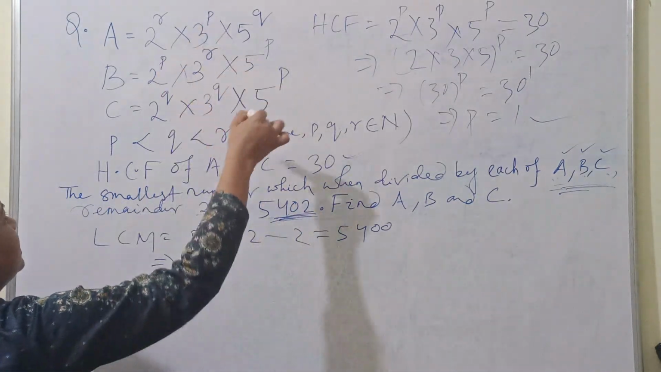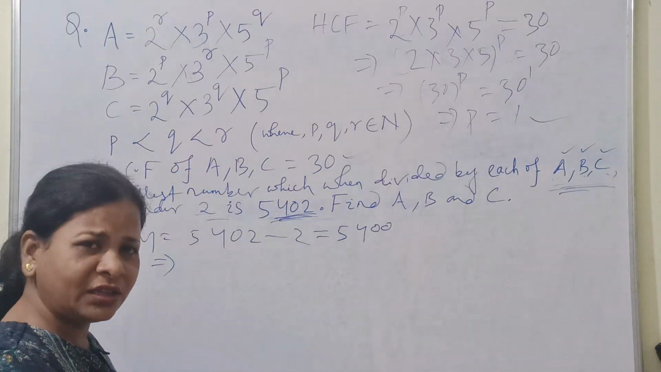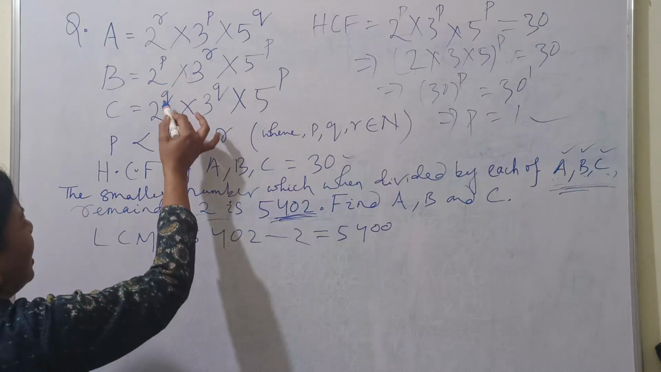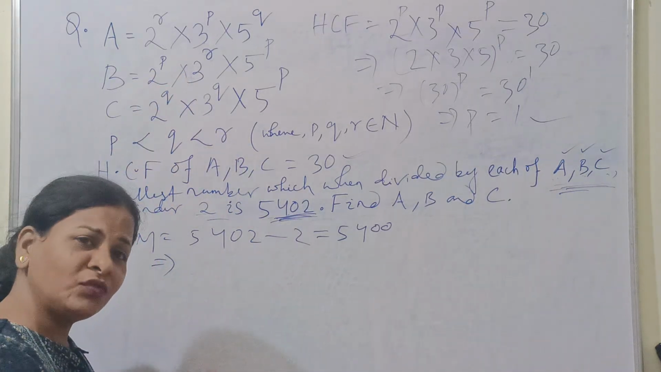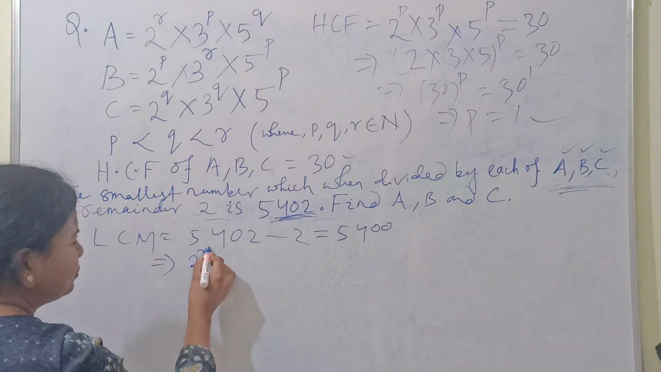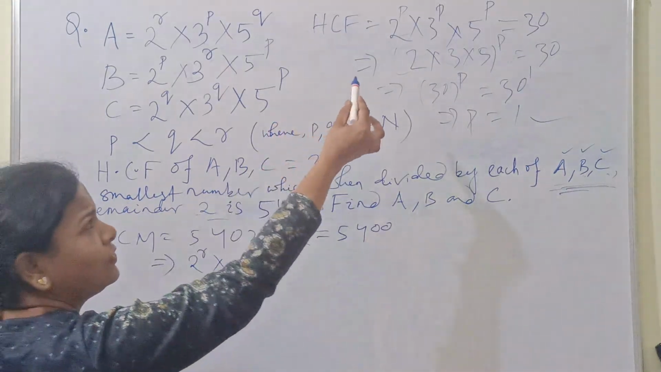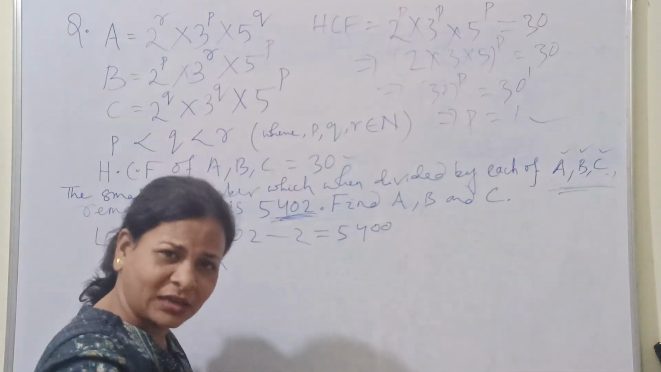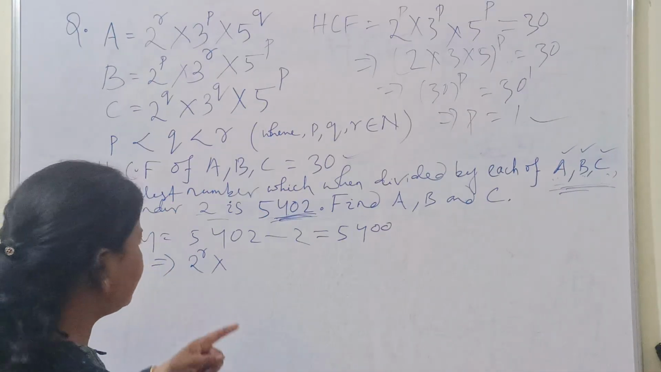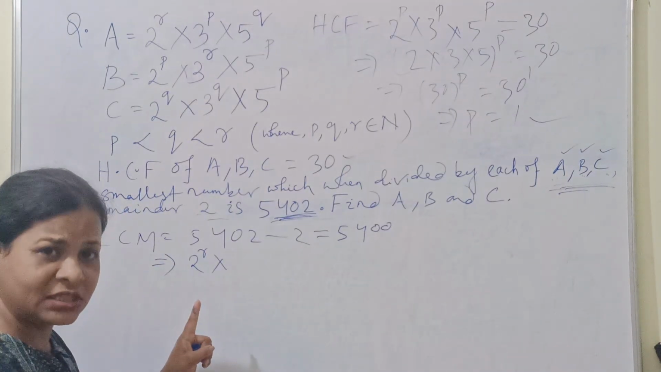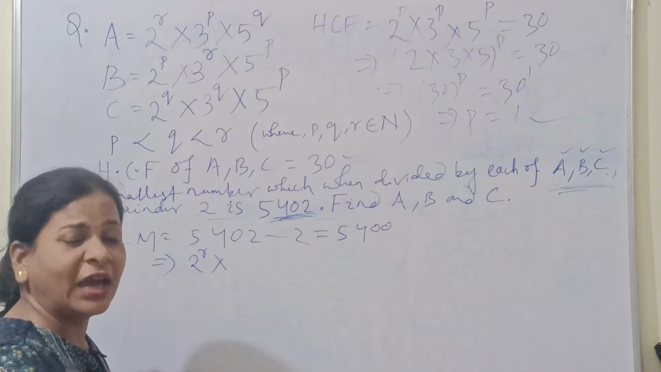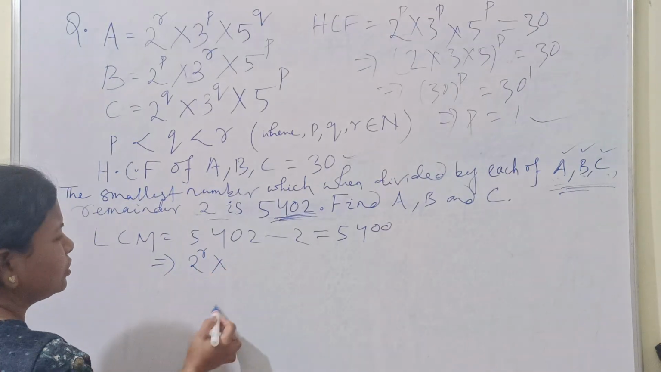But as per this prime factorization, we can also get the LCM. So we would get 2 to the power P, 2 to the power R and 2 to the power Q. Amongst them, what is the highest power? 2 to the power R is the highest value. That's why we will select that one. For HCF, we have selected the smallest power. The prime factor with the smallest power is chosen as the HCF. But while finding out the LCM, we have to get the prime factor with the highest power. So it is 2 to the power R.